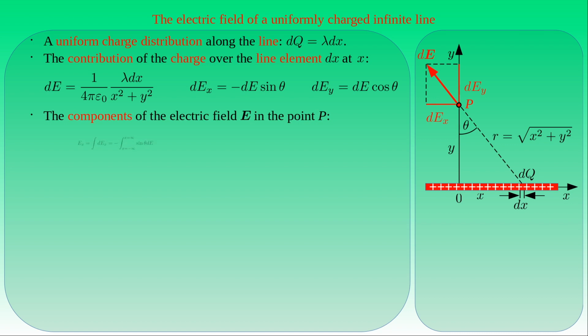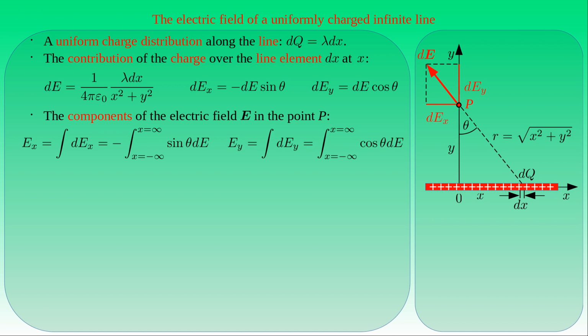The x component of the electric field E is equal to the integral of dEx, which can be written as minus the line integral of sine theta with respect to the magnitude of E along the infinite line. Similarly, the y component of the electric field E is equal to the integral of dEy, which can be written as the line integral of cosine theta with respect to the magnitude of E along the infinite line. Since the geometry of the infinite line is reflection symmetric about the origin, for each charge element on the left-hand side of the origin there is a corresponding charge element on the right-hand side.